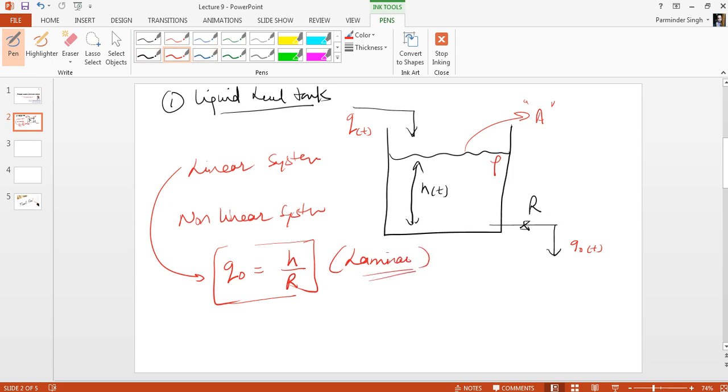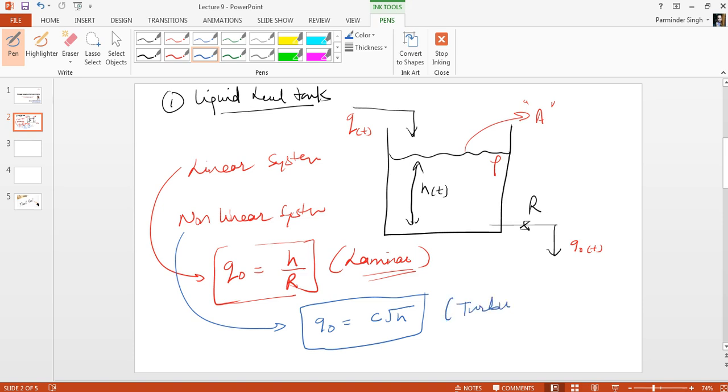Now for non-linear systems, the outlet flow rate varies with the head with this correlation, that is C under root of H. Clear? Now these are possible in the case of turbulent flows. Clear? So we'll be studying both linear and non-linear systems, that is for laminar flow and for turbulent flow.